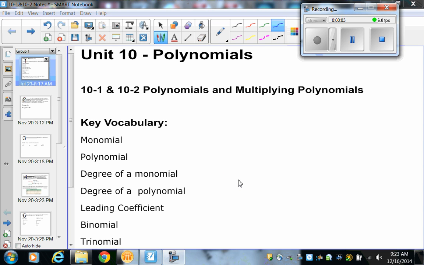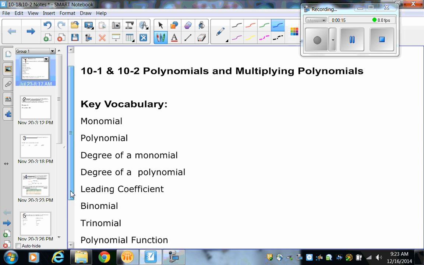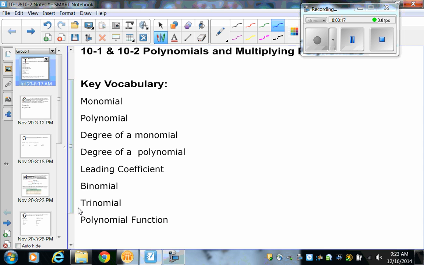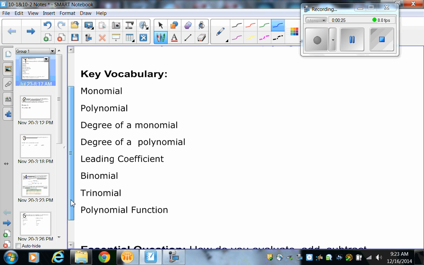This is the first video in Unit 10 for Accelerated Geometry. Unit 10 is on polynomials. In sections 10.1 and 10.2, it's on polynomials and multiplying polynomials. Key vocabulary is monomial, polynomial, degree of a monomial, degree of a polynomial, leading coefficient, binomial, trinomial, and polynomial function.